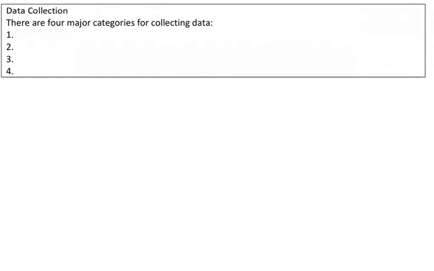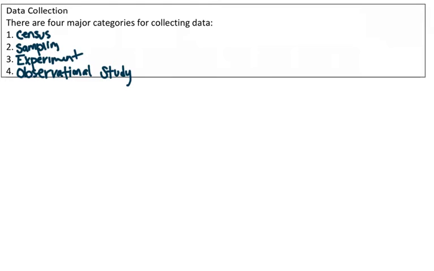For data collection, there are 4 major categories. Number 1 is a census. Number 2 is sampling, which we've already talked about in this class. Number 3, experiment, and you've already dealt with those in science classes. And number 4 is my favorite, observational study, because I like to watch people and see what happens. So there are your 4 major categories.